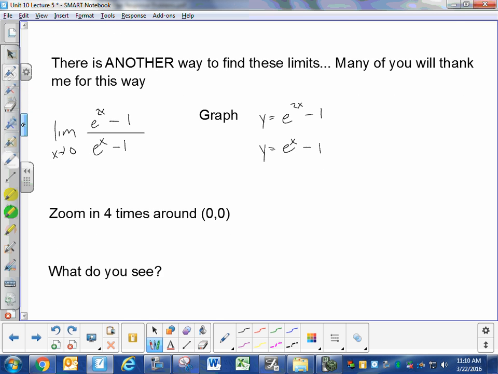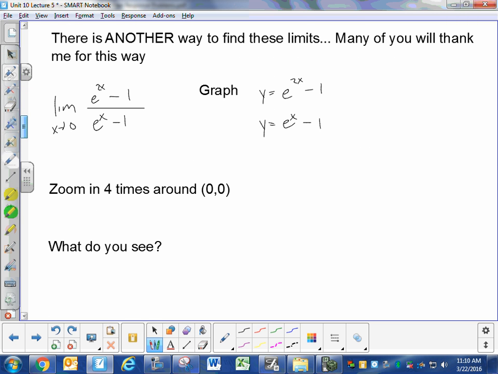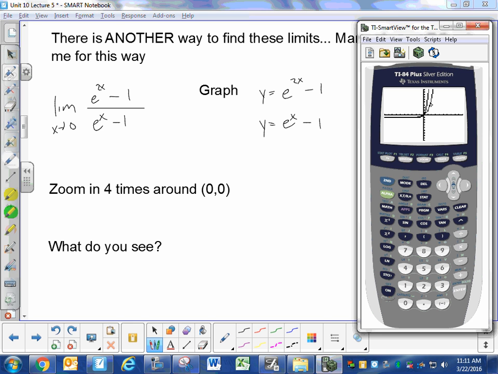And it starts with this. Let's look at this limit as x approaches 0 of e to the 2x minus 1 over e to the x minus 1. Let's, in our calculators, graph these two equations. Graph the numerator and graph your denominator, and then zoom in around the point 0, 0 that they both have. Okay, so go ahead and do that. Here they are with a standard window. Zoom in 4 times around 0, 0.